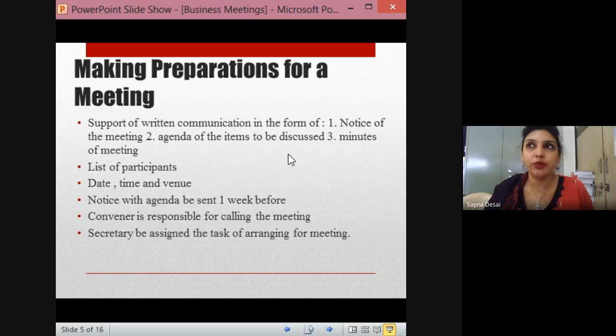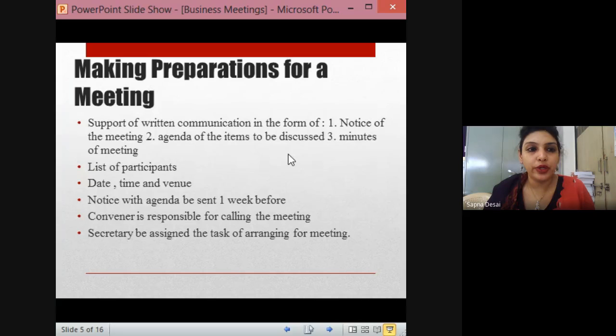First thing is we have to prepare the notice of the meeting. Second is we have to prepare the agenda. Agenda means the purpose of the meeting. Agenda reflects the purpose of the meeting, that is, what points we are going to discuss in that meeting. If the agenda is not framed, then people may digress. They may discuss different points and digress from the main topic, the main purpose of the meeting. So the agenda has to be very clear.